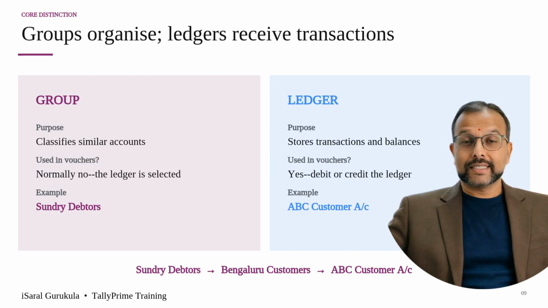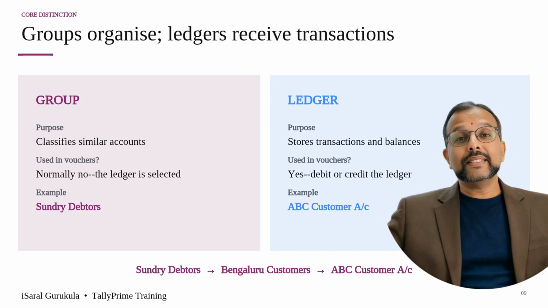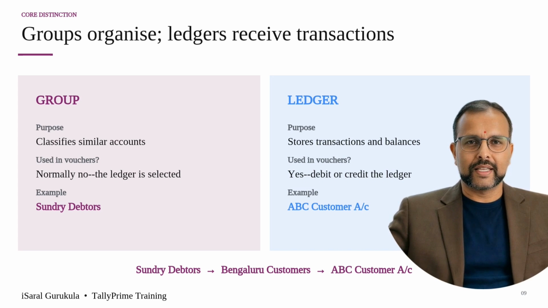Let's use an example. Sundry debtors is a group. Under it, a subgroup called Bengaluru customers might sit, and under that sits the actual ledger, an ABC customer account. When you create a sales voucher, you debit the ABC customer account, not sundry debtors.